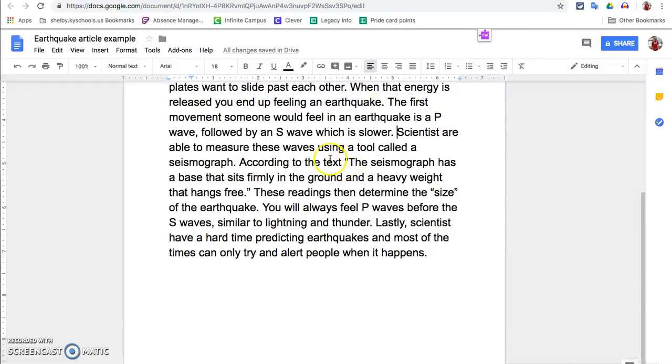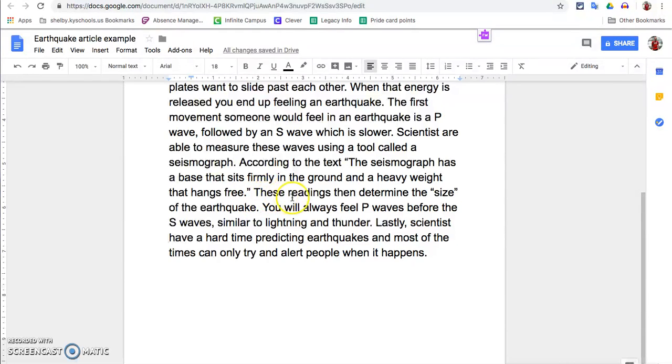According to the text, so here we go, we have another quote. Most of the time, I suggest quoting something that you really don't know how you could say it any better, or something that's really hard to not replicate exactly what it said. Okay, and so they said, quote, the seismograph has a base that sits firmly in the ground and a heavy weight that hangs free. I really don't know how else I would describe that. So I agree that this person should have left that as it was, and they did.